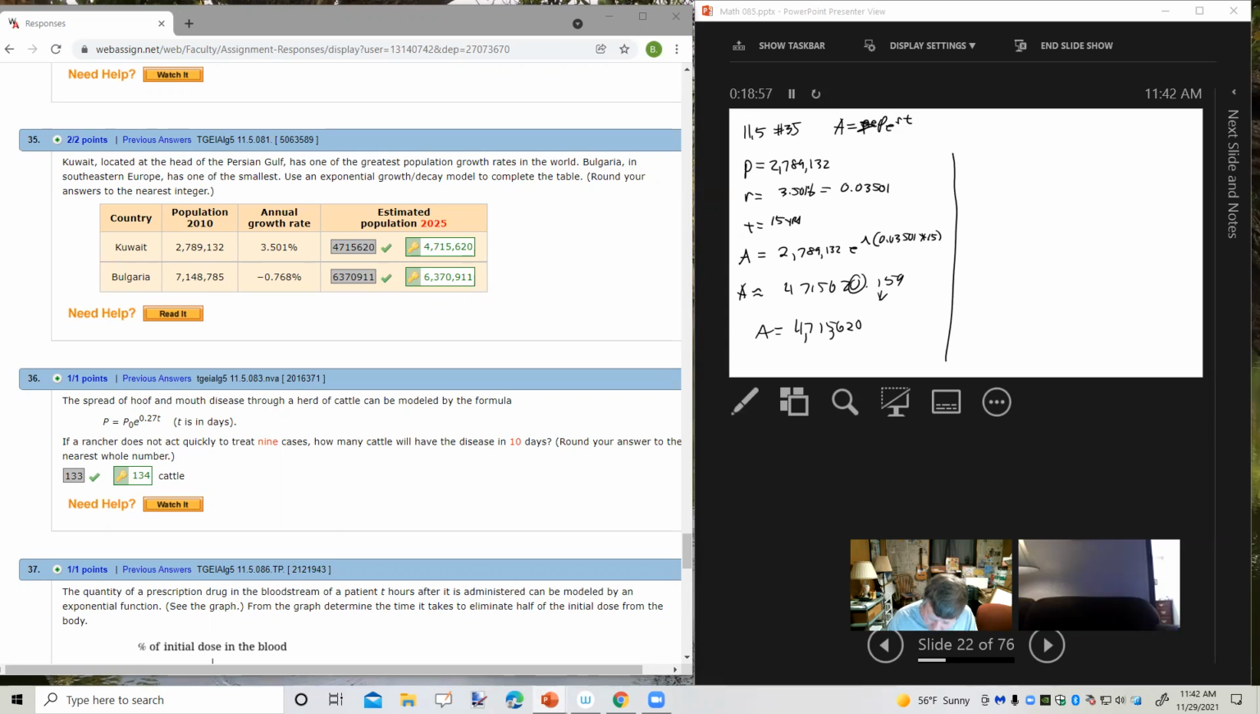And then for Bulgaria, population, 7,148,785. Annual growth rate, negative 0.768%, which is negative 0.00768. And the time, again, on this problem is 15 years. So A is 7,148,785, e to the negative 0.00768 times 15.